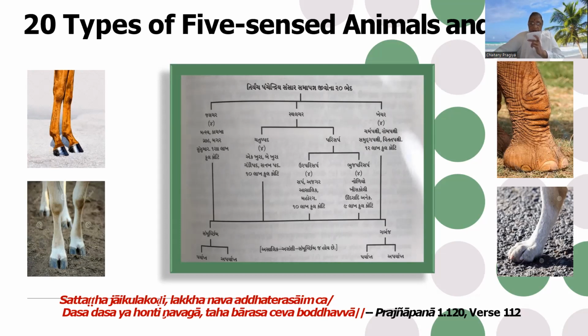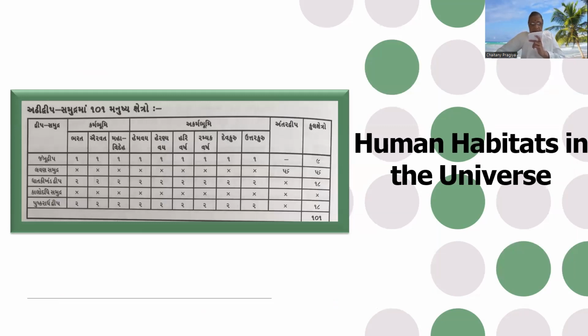Similarly, these five-sensed animal beings and birds also come out of a sexual process, through the womb of their parents. So they are also of two categories, incomplete and complete. This is a very common category for all the living beings. Now we will see that human beings are also in a very big number.